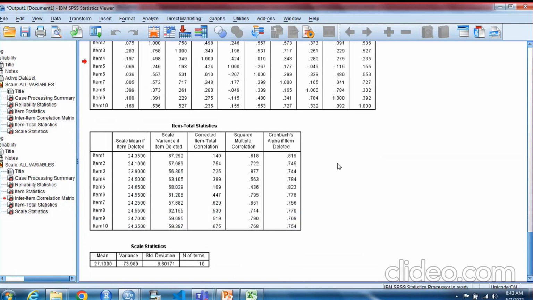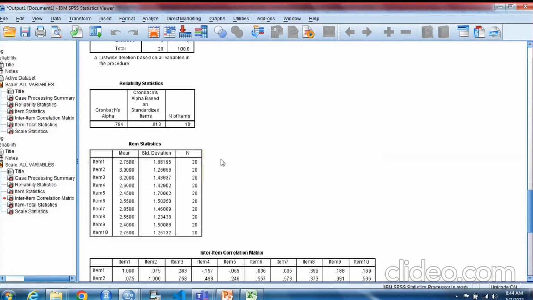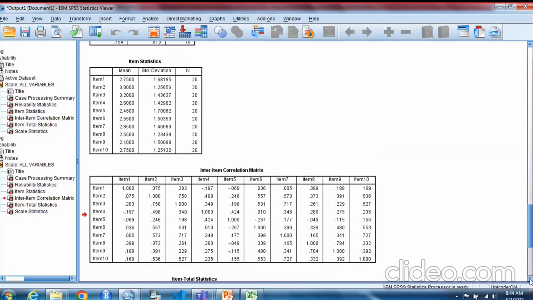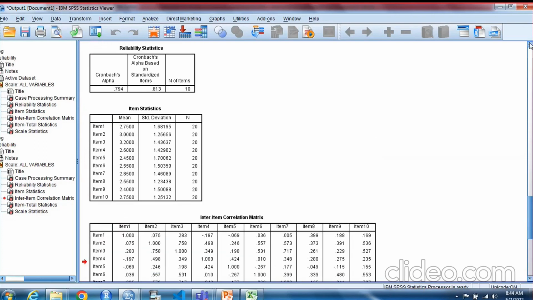Now, there is a very important table for item total statistics. Now, what does item total statistics tell you? It tells you what will be the Cronbach alpha if that particular item was removed. Now, look at the Cronbach alpha. The original Cronbach alpha is 0.794. Now, look at it very carefully. It says that if item number 1 is removed, look at this item total statistic, Cronbach alpha actually increases to 0.819 from original 0.794.